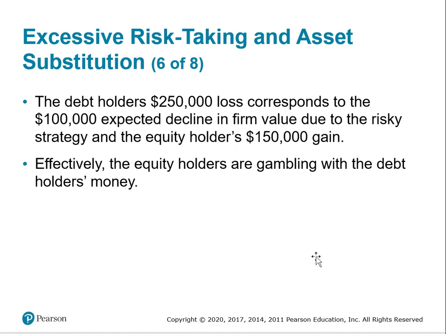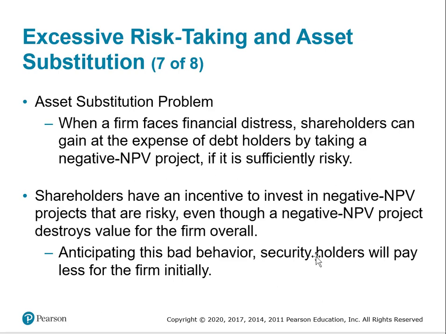So effectively, what's happening here is when we're talking about taking some excessive risks, and asset substitution, the equity holders are essentially gambling with the debt holders' money. Because you remember, if they do nothing, they're going to get nothing. So they have to do something, and this risk-taking may provide them with this extra value. So this is what's sometimes referred to as the asset substitution problem.